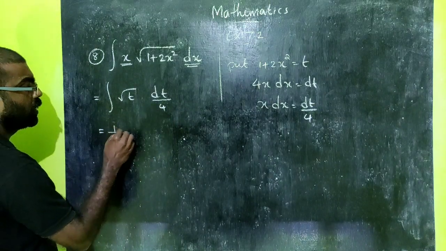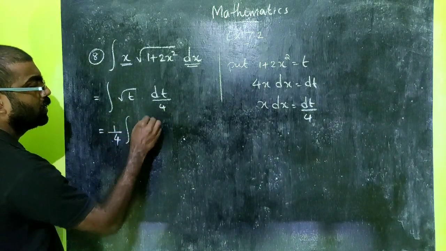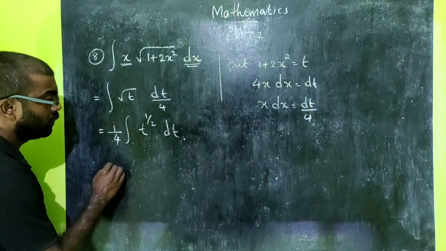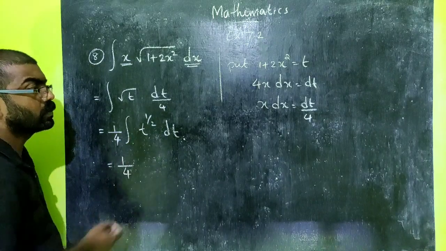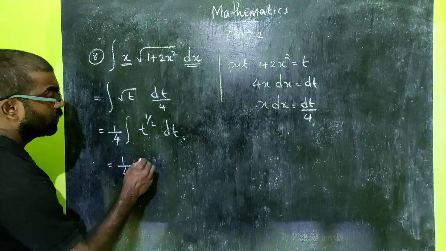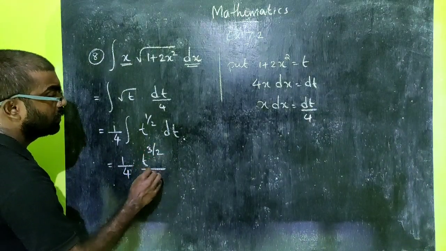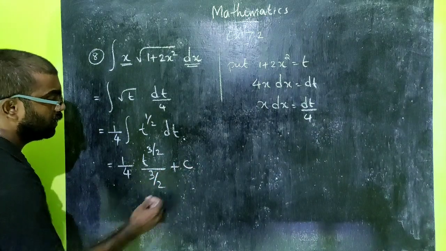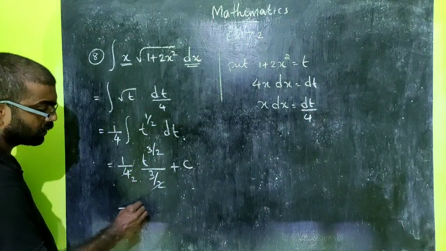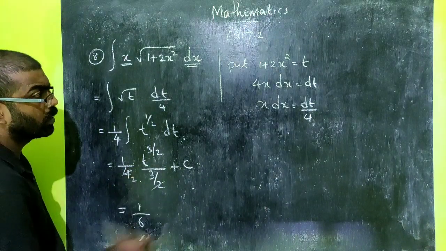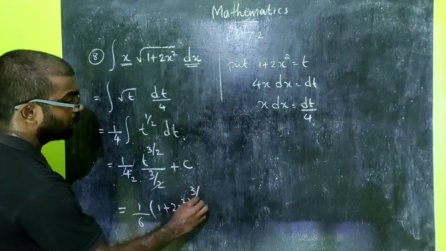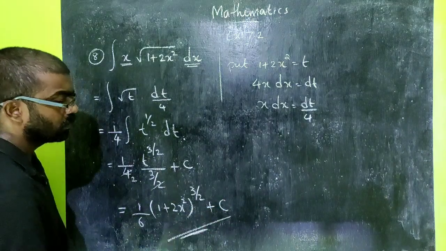This 1 by 4 we can take it out. So 1 by 4 into integral t raised to 1 by 2 dt. Root t in power form is t raised to 1 by 2. So 1 by 4 into t raised to 1 by 2 plus 1 divided by 1 by 2 plus 1. So t raised to 3 by 2 divided by 3 by 2, then plus c. Here we can cancel this 2 and 4, we get 2. So 1 by 6 into t raised to 3 by 2. Replacing the t value, 1 plus 2x square the whole raised to 3 by 2, then plus c. Okay.